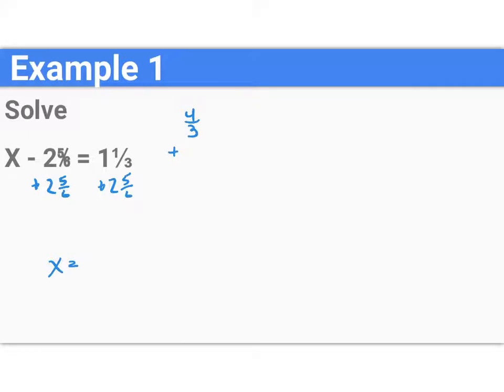4/3 plus 17 over 6. I'll multiply that by 2 over 2. That gives us 8 over 6 plus 17 over 6, which gives us 25 over 6, which equals 4 and 1/6. So X equals 4 and 1/6.